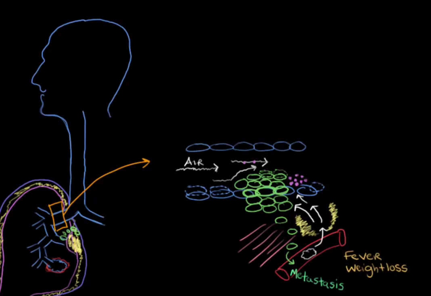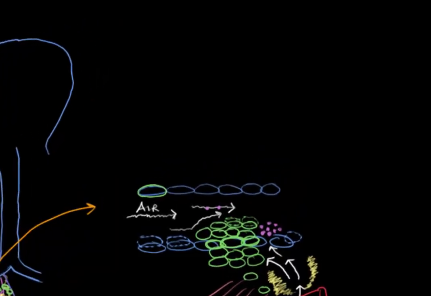So now that we know the reason for a lot of the signs and symptoms associated with lung cancer, you might be wondering what actually causes a cell to become cancerous in the first place. And this is a really good question, because I kind of just brushed over the fact that the cell becomes spontaneously mutated. But in lung cancer, there are three main causes of mutations, one of which is smoking.